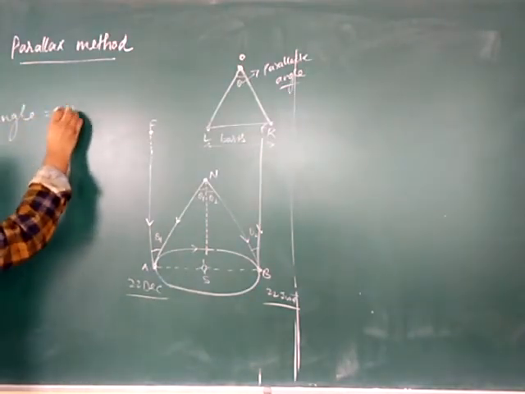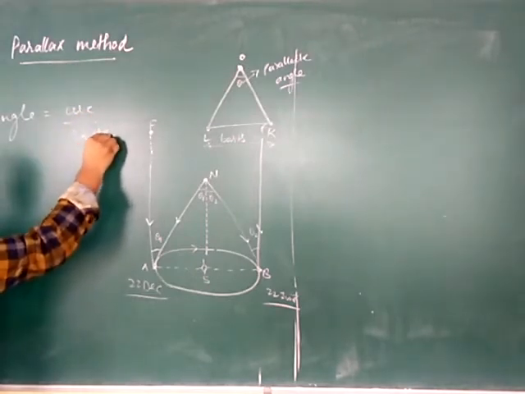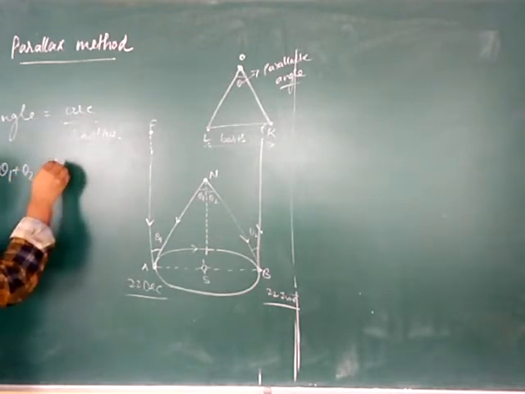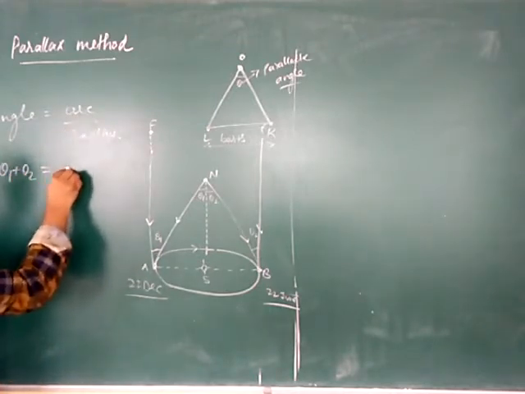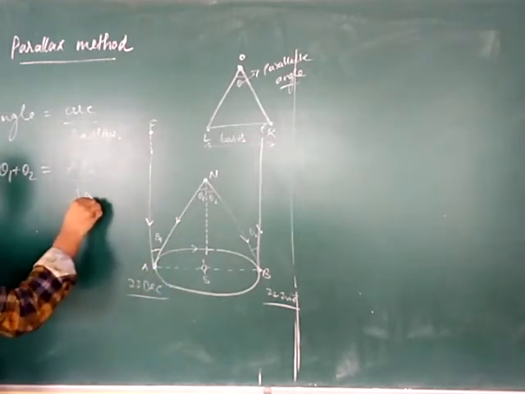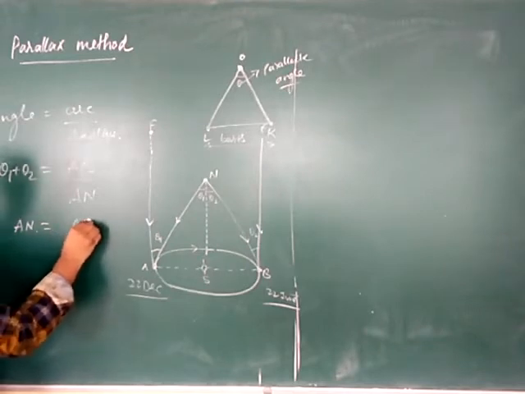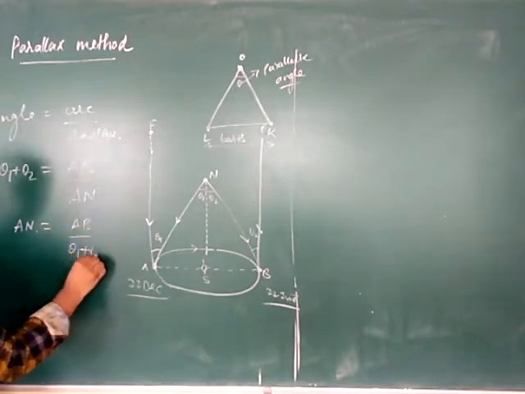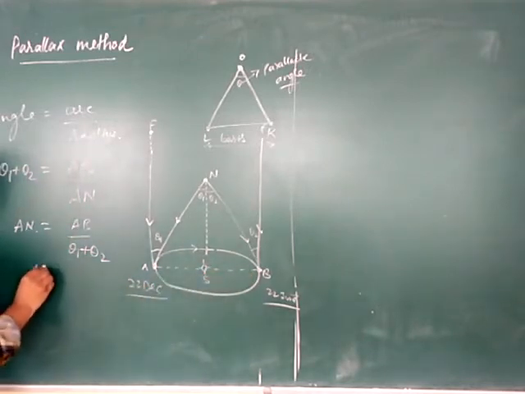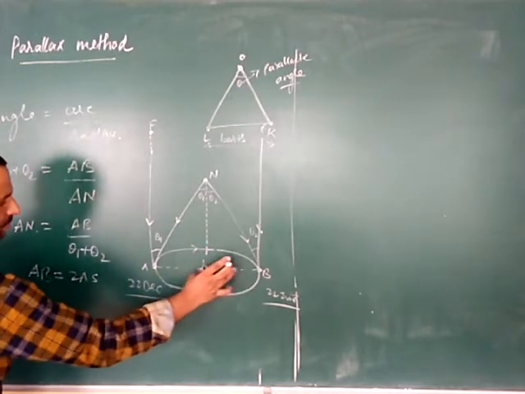Angle is equal to how much? Arc upon radius. So angle is how much? Theta 1 plus theta 2. Arc is AB and radius is AN. So AN is equal to AB upon theta 1 plus theta 2. How can we determine this AB? AB is twice of AS, this distance.